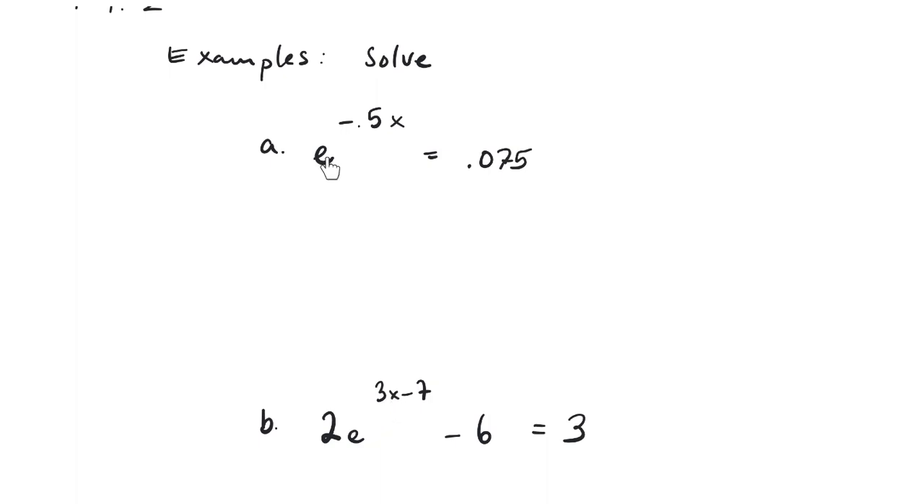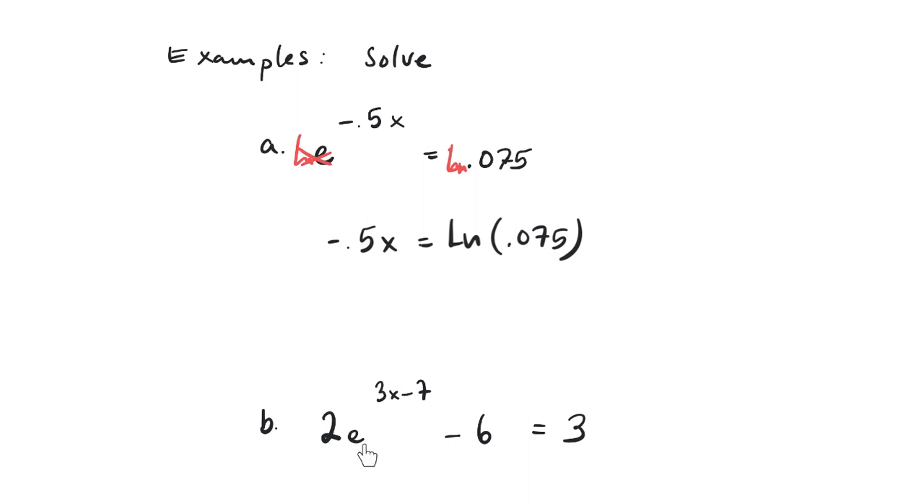Okay, step 2 is to cancel the base using a logarithm. So for part A, we're already isolated with the exponential term, so I'm just going to go ahead and jump straight to using the logarithm, natural log, ln. Natural log cancels base e. So now this negative 0.5x is no longer an exponent because there's no base. So it's just negative 0.5x equals natural log of 0.075.